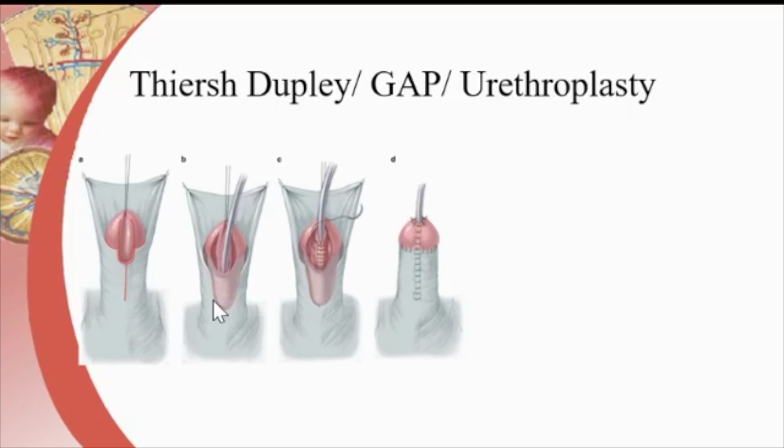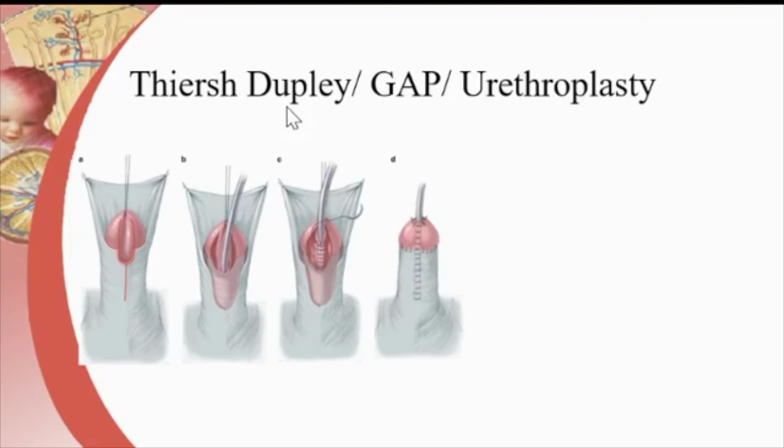Now, Thiersch-Duplay or a GAP repair, or you may even call it a simple urethroplasty, is nothing but when the urethral groove is very good. So here the urethral groove is good. So what you do is make a U-shaped incision and then just tubularize it over the feeding tube or Foley catheter or whatever you have.